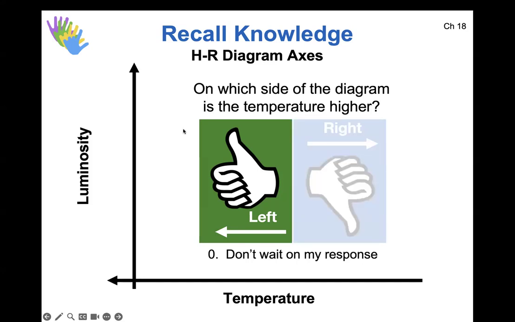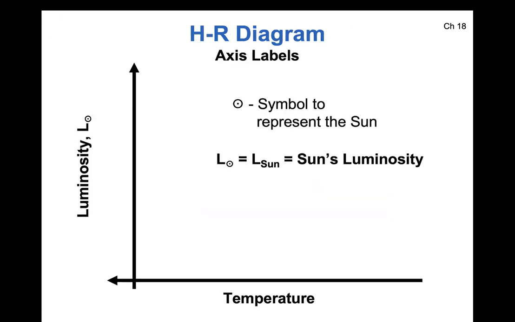Well, Isabel, you're right. It's towards the left, which is weird because that's not the way most graphs work, right? Most of the time, bigger values are to the right. But the HR diagram is essentially switched. And there's a good reason for it, related to how the data is presented and also historically the way it was represented. So it's just something you have to get used to.